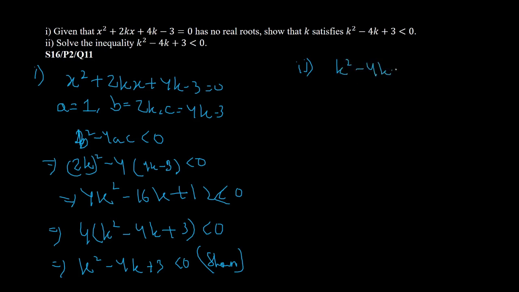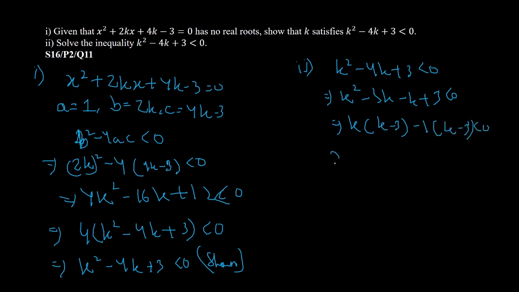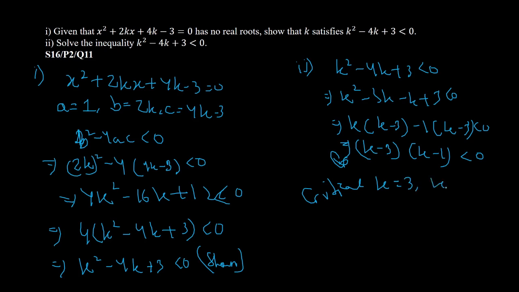So therefore we have k square minus 4k plus 3 less than 0. So therefore we can do this: minus 3 minus 1 less than 0. So k minus 3, taking k common from here, then minus 1, k minus 3 less than 0. Then we have (k minus 3)(k minus 1) less than 0. Critical values are k equals 3, k equals 1, and if we draw the graph for this one, then it's going to look like this. This is 3 and this is 1, and because it's less than 0, it's going to be this portion right here. So therefore we can say that 1 less than k less than 3 is going to be our answer.